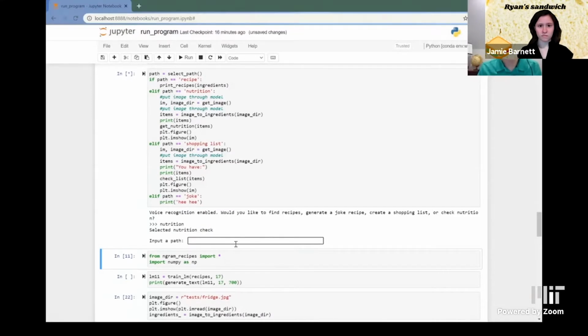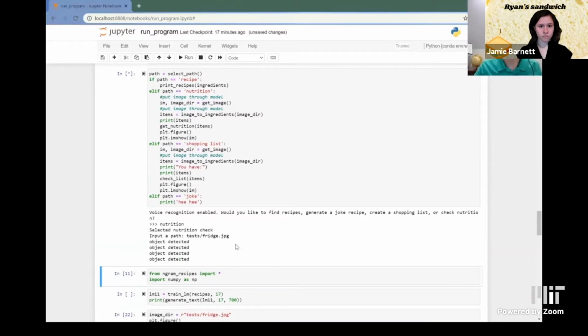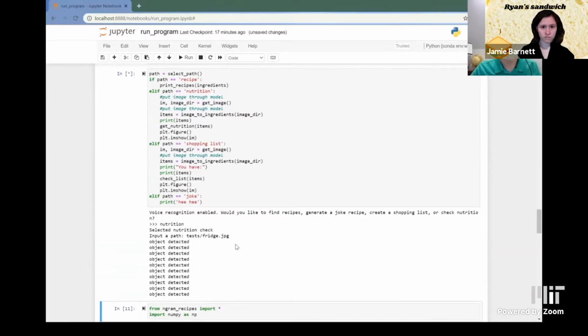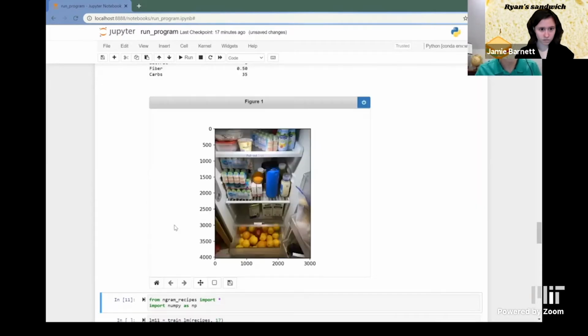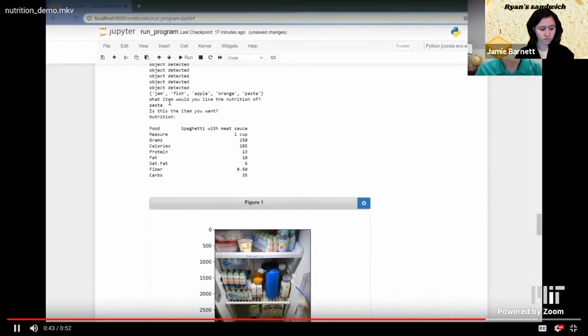I can now insert a file path to any image that I would like to check nutrition facts for. The image will then be sent to object identification to identify each individual grocery item in the image. After it identifies each object in the photo, it asks me which specific object I would like the nutrition facts for.